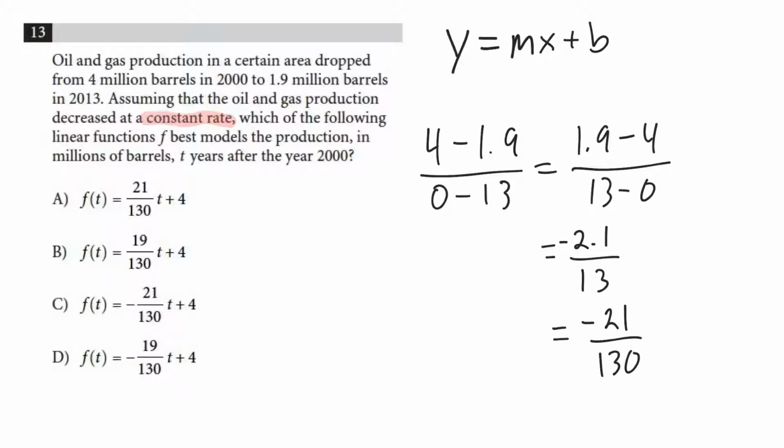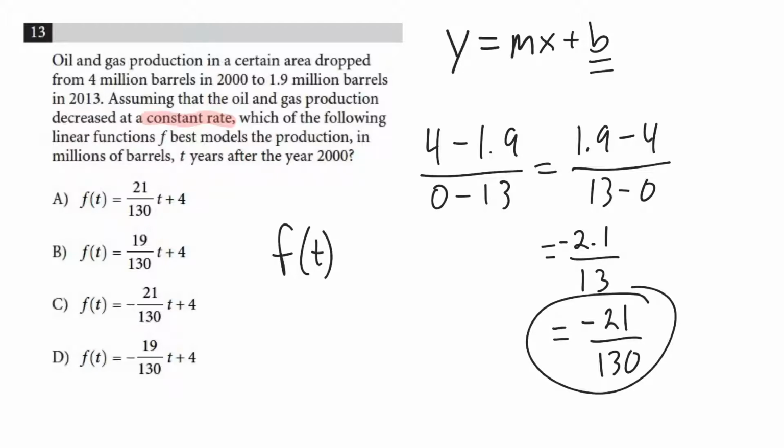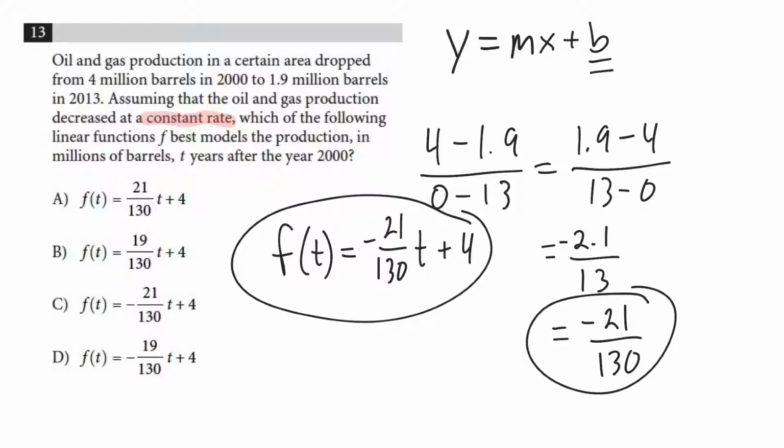Okay, so we've got our rate of change, and in fact we already have our y-intercept, because the y-intercept is just the number of barrels in the year 2000, which was 4. So if I write the equation, f of t, the barrels produced, is going to equal negative 21 on 130 times years past 2000 plus 4, the starting value. And that is answer C.